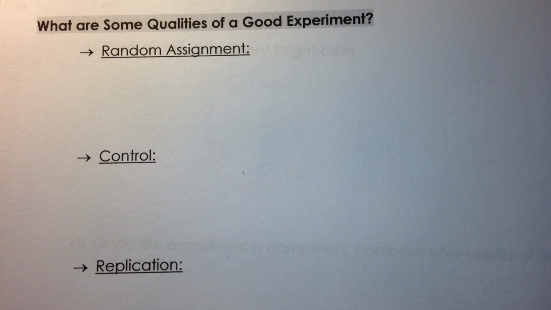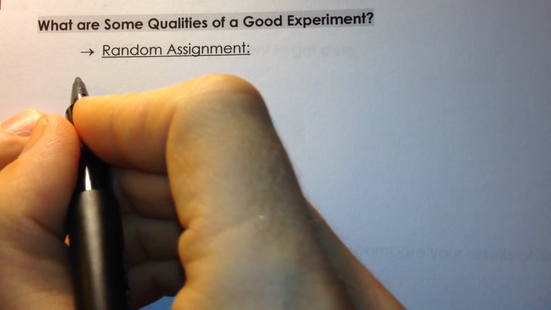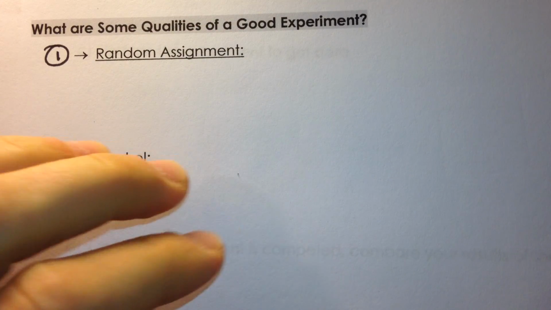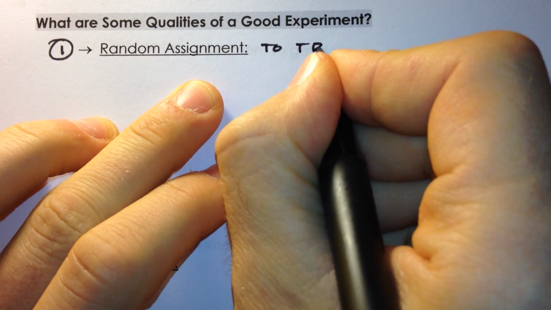Experiments can't explain the cause of a phenomenon unless we do them right. And so let's talk about some of the aspects of a good experiment. The first is called random assignment. And that means that we randomly assign our subjects to treatments.